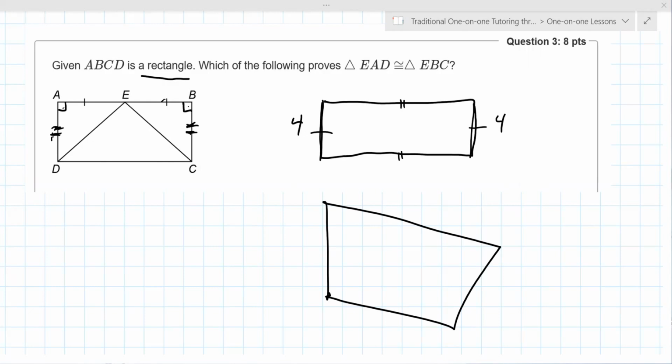Oh my goodness, why do they keep doing this? These proofs, they're just horrible. Yeah, so let's do this one at a time here.